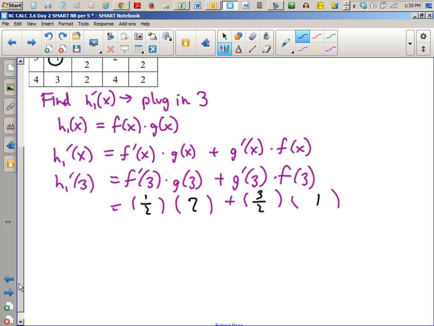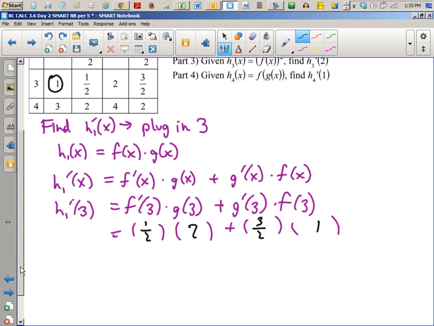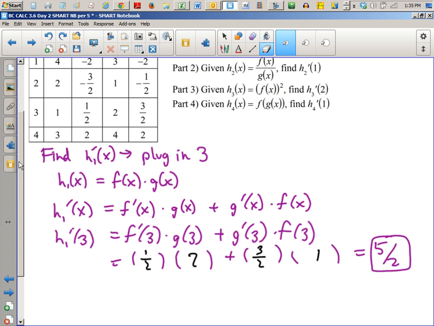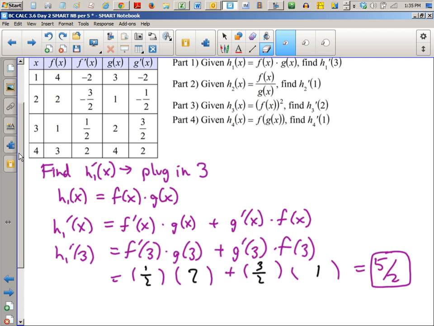All right, so this just comes out to be whatever it is. 1 plus 3/2 is 5/2. Right? Okay, so for part 2, you're doing f of x over g of x. So you'd be using the quotient rule instead. Okay? So I'm just going to, instead of scrolling down, erase. Can I erase this first example? Everyone got it?